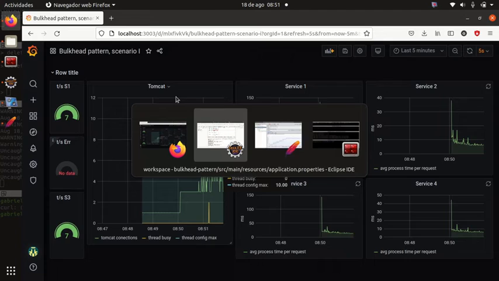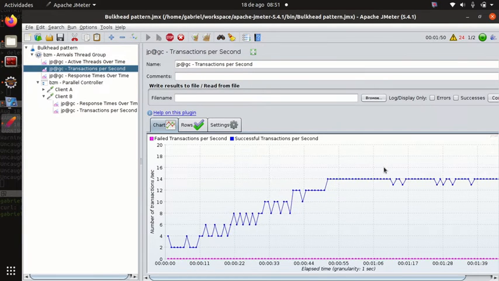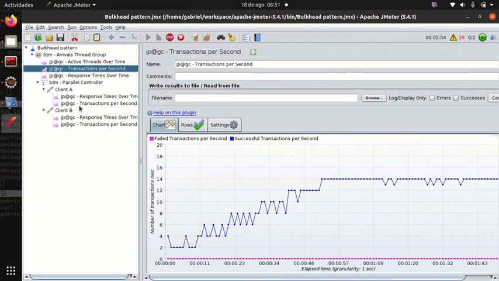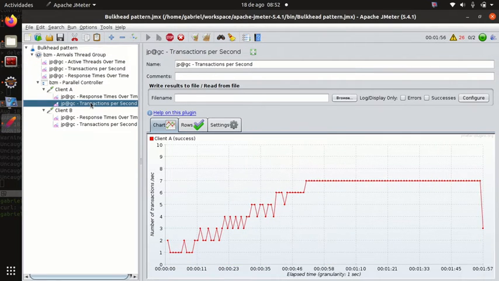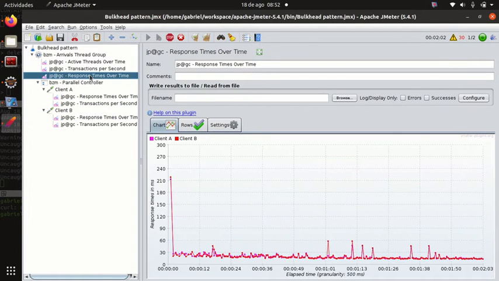let's check the client again. Here we are now generating 14 transactions per second, 7 for client A and 7 for client B. Also the response times are very consistent, I think. We can say that our application is running well.